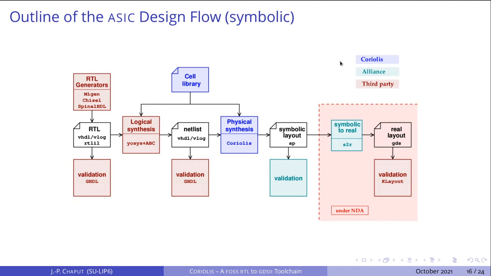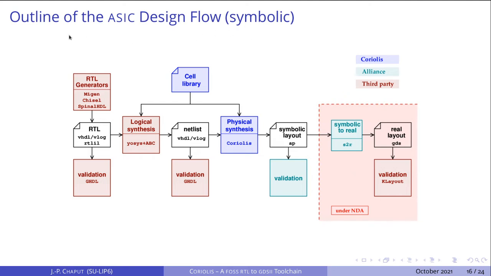In the next figure, I will try to respect a color code: blue for components that come from Coriolis, green for the ones that come from Alliance, and red for the ones that are third party, not done at LIP6. And lastly, what is under a light red background is covered by NDA, which means the part that you cannot share with anyone.